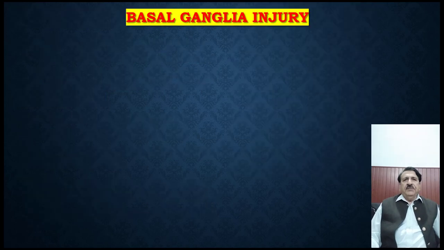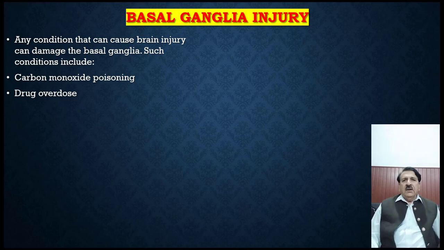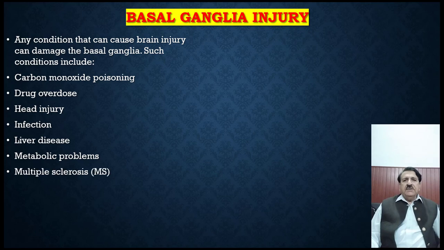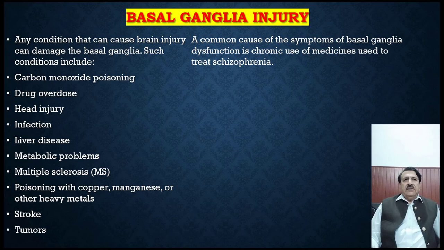Basal ganglia injury. Basal ganglia injury may occur with any condition that can cause brain injury. Such conditions include carbon monoxide poisoning, drug overdose, head injury, infection, liver disease, metabolic problems, multiple sclerosis, poisoning with copper, manganese or other heavy metals, stroke, and trauma. A common cause of symptoms of basal ganglia dysfunction is chronic use of medicines used to treat schizophrenia.